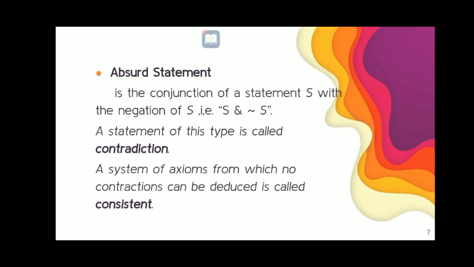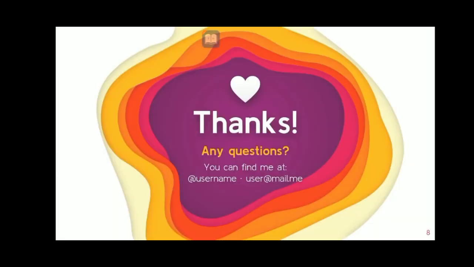What is an absurd statement? It is the conjunction of a statement S with the negation of S. A statement of this type is called a contradiction. A system of axioms from which no contradiction can be deduced is called consistent. So that concludes my presentation on negation, and thank you.